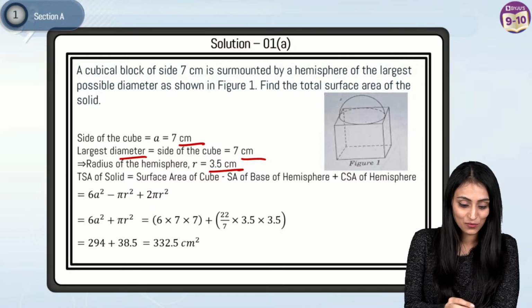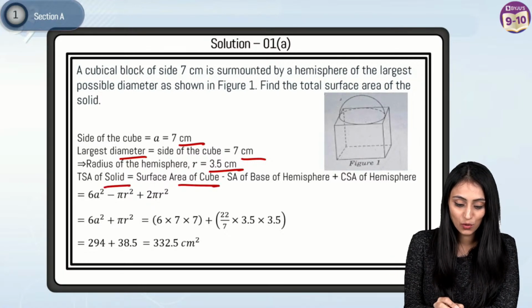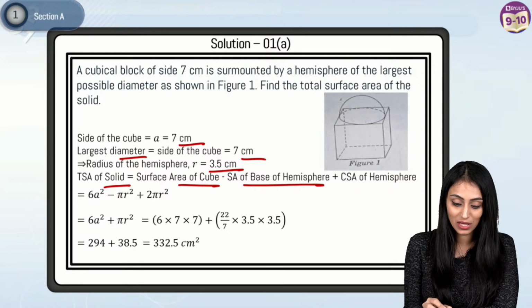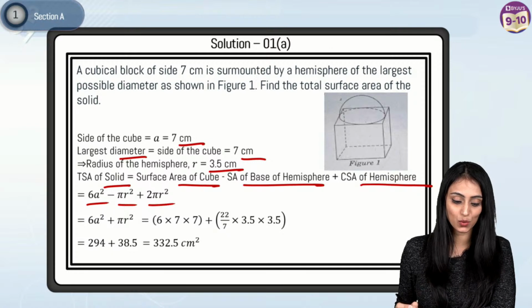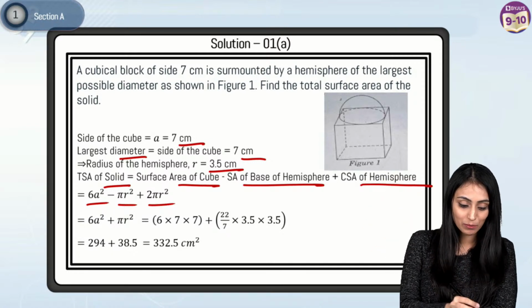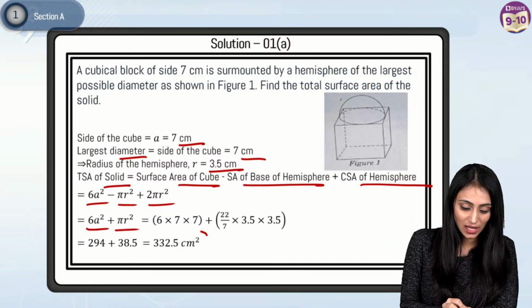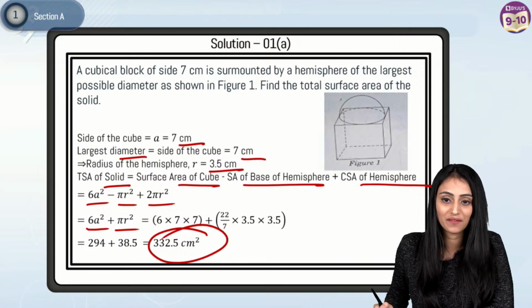For total surface area, it's going to be surface area of cube minus surface area of base of hemisphere plus CSA of hemisphere. Just put the formula: 6a square minus pi r square plus 2 pi r square. So it becomes 6a square plus pi r square. Final answer is going to be 332.5 centimeter square.